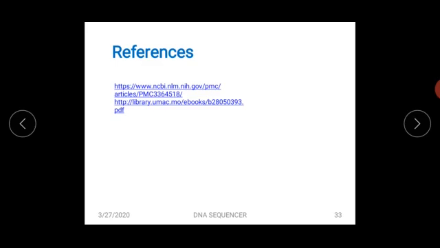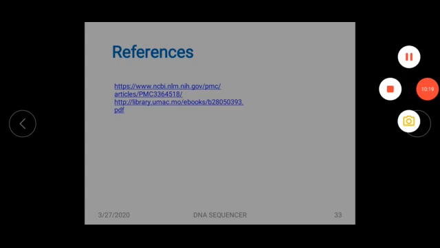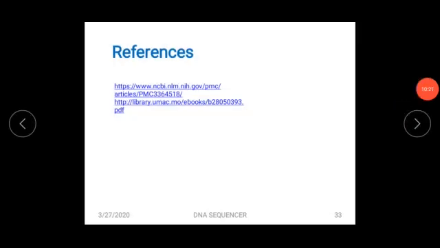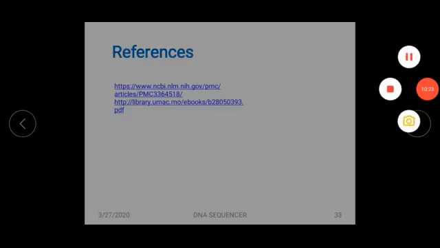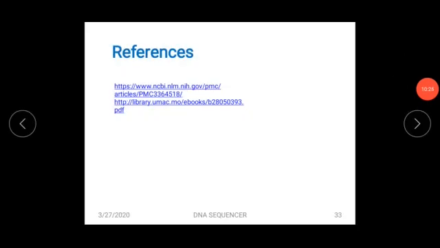These are a few of the references. You can go and have a look. There is detailed information about the DNA sequencing method and how the DNA sequencer works.